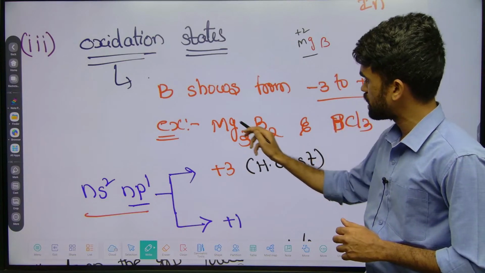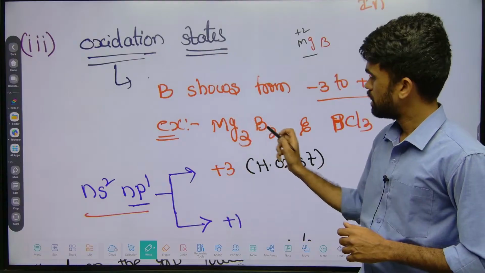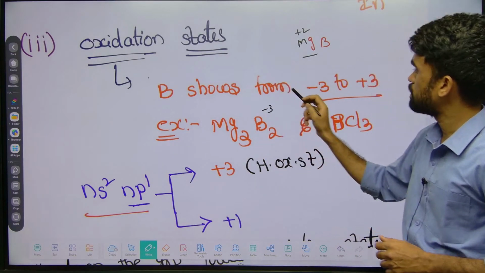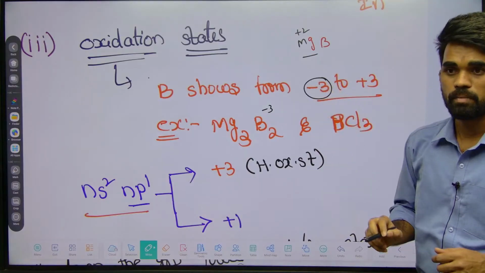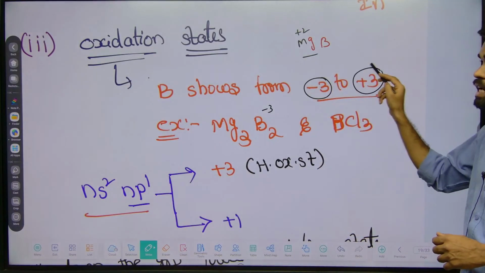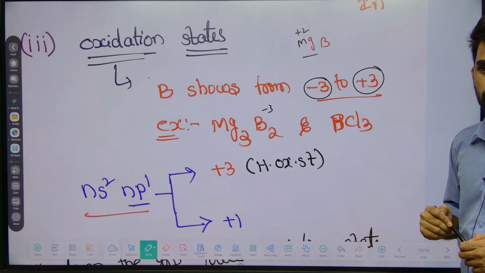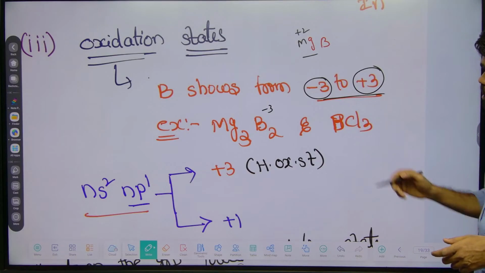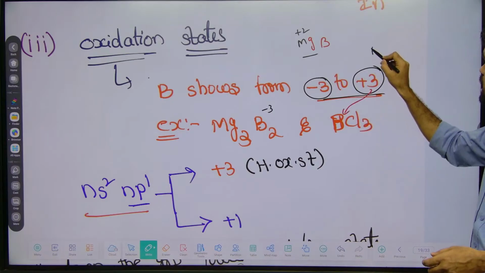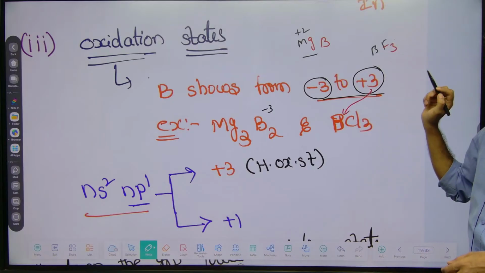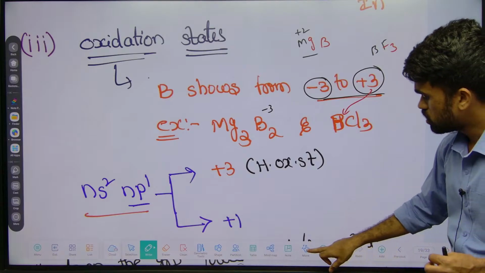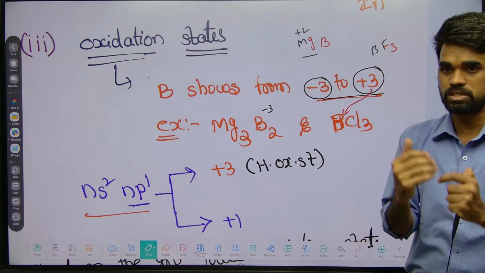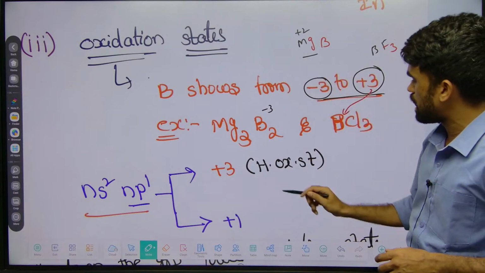So here if you do the crisscross method, what will you get? Mg +2, B -3, like this. So what is the minimum oxidation state you are seeing? -3. Maximum oxidation state for these 13th group elements? +3. So this is the minimum and maximum oxidation state. For maximum oxidation state, examples are BF3, BCl3, like that.